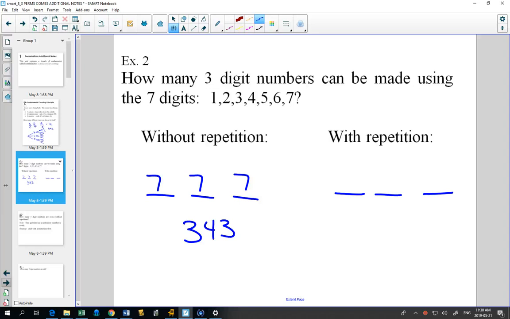343 ways. But if you weren't allowed to repeat, you would still have 7 choices for the first space, but then how many choices would you have for your second number? 6, because one number's been used up. And then how many choices for the third number? 5. 7 times 6 times 5, 210 ways.